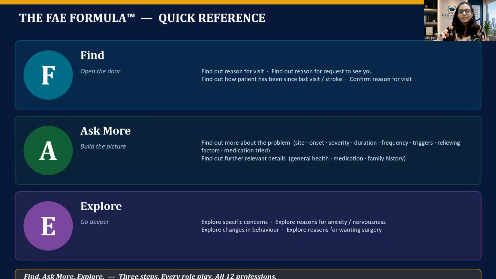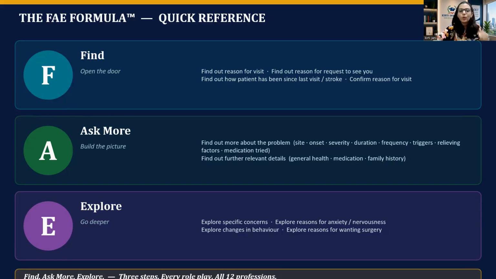So, just to summarize everything, the FAE formula, and I know you know this formula. I promise that if you are practicing all these questions, you will begin your interview and proceed up to information gathering very, very confidently. F stands for find out the reason for the patient's visit. It opens the door to understand why your patient is with you. A is ask more. Here we are building the picture. We are trying to understand what exactly the problem is, how it occurred, and what the situation is right now.